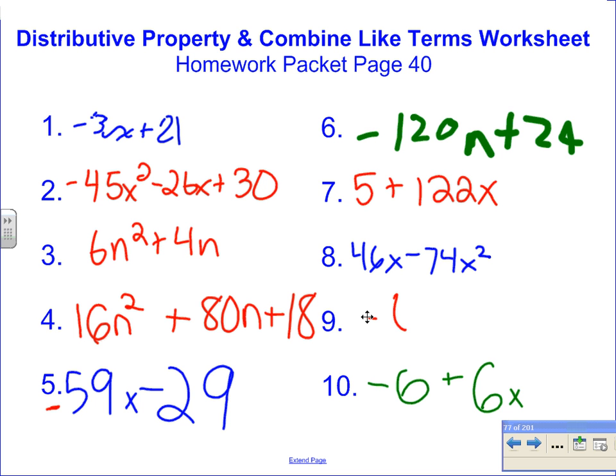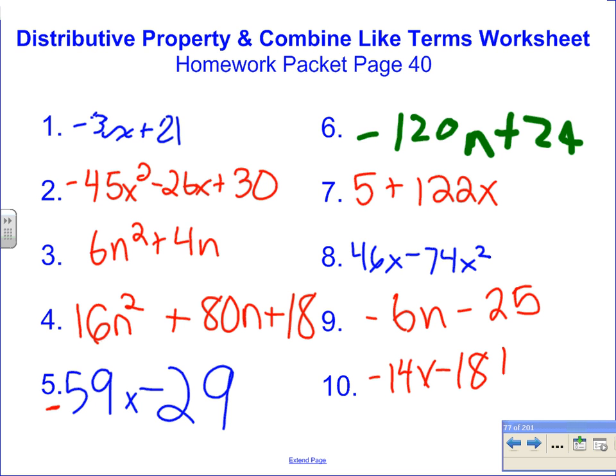Nope. Wait, you're on the wrong one. Number 9. Good. Negative 6n minus 25. Number 10 needs fixed. Sean, number 10? Good job. Okay, we had a lot of mistakes on that.